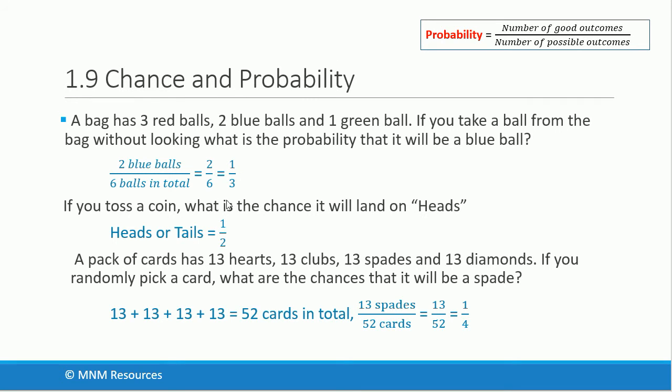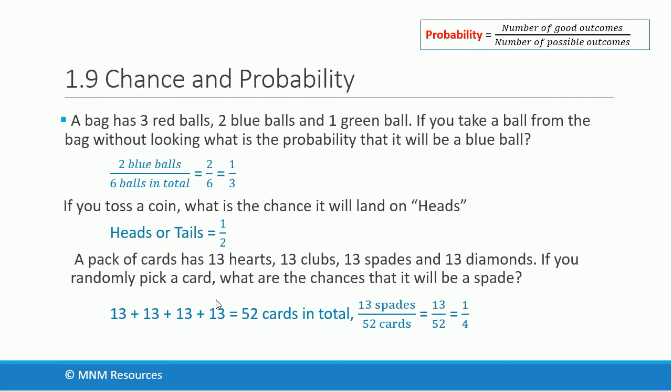If you toss a coin, what is the chance it will land on heads? Now for this question, we have to first see what are the number of possible outcomes. So if you toss a coin, what can be your outcomes? You can either get heads or it can land on tails. So you only have 2 possible outcomes. So what is the chance that it will land on heads? There's only 1 chance that it can be heads. So your probability is 1 by 2, and that's the simplest form of the fraction, so that's your final answer.